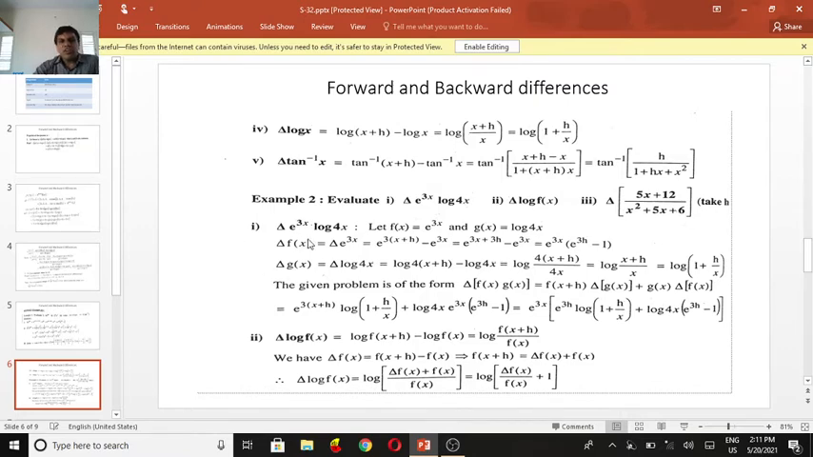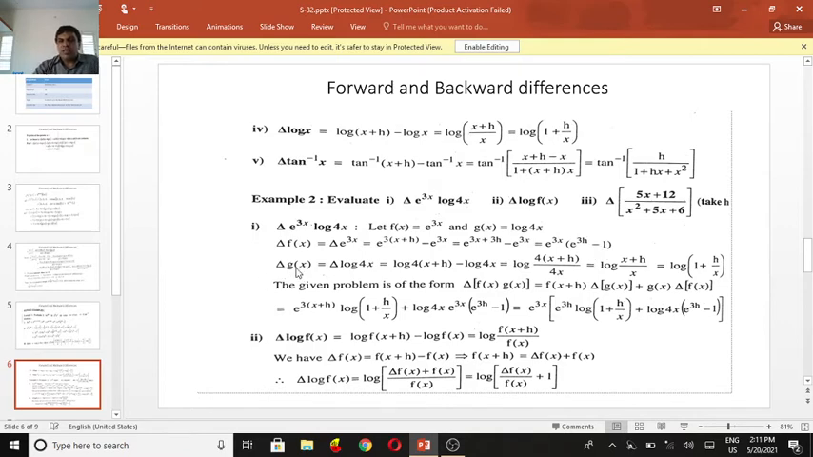Take the first: del of e^(3x) log 4x. Here we have a product of two functions. Let f(x) be e^(3x) and g(x) be log 4x. Apply del f(x), which is del e^(3x): e^(3(x + h)) minus e^(3x). Simplify: e^(3x + 3h) minus e^(3x). So we get e^(3x)(e^(3h) − 1).